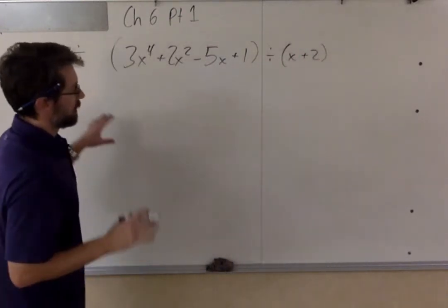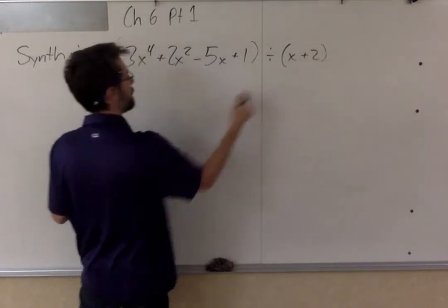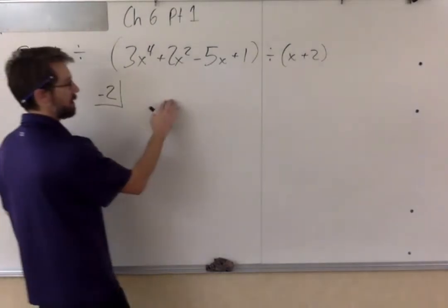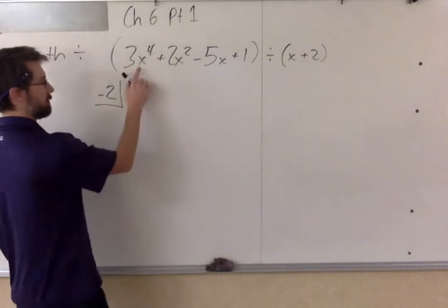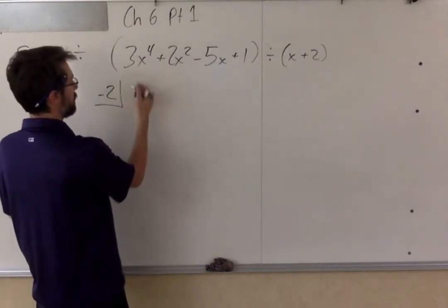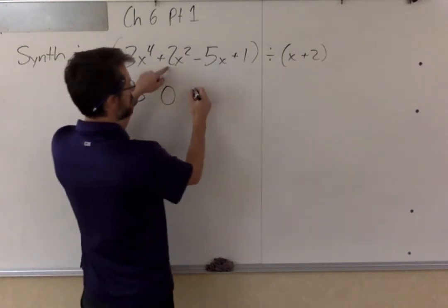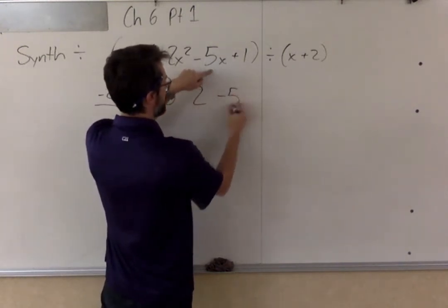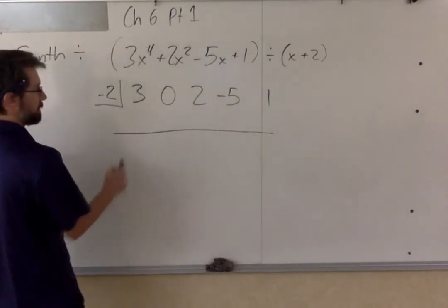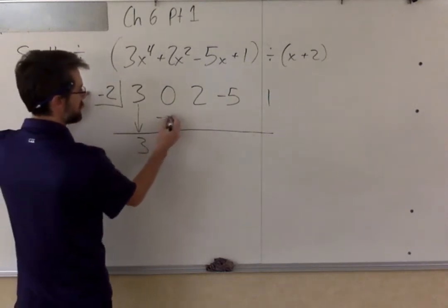All right? Synthetic division. First thing I'm going to do is take this plus 2 and change it to a negative 2 in the box there. I'm going to list out all of the coefficients for every power of x, starting from the highest one to the lowest one, and zeros for any missing powers of x. So 3x to the 4th, no x cubed, so it needs a 0. 2x squared, minus 5x, and 1. Leave a space and put a line there. The 3, the first number, comes down here. 3 times negative 2 is negative 6.